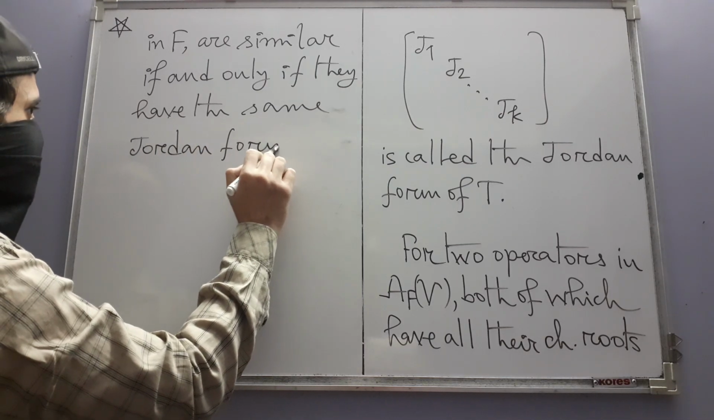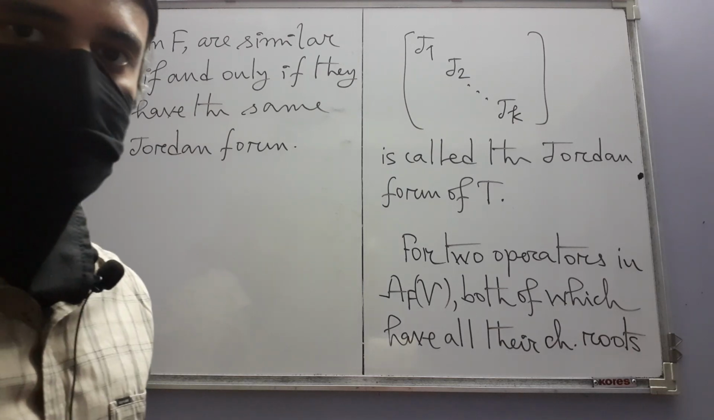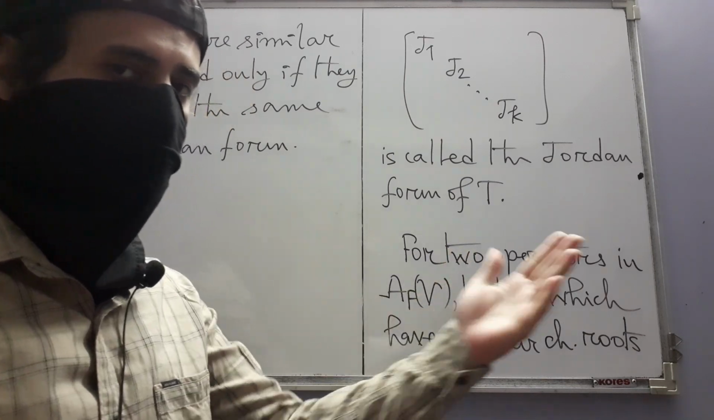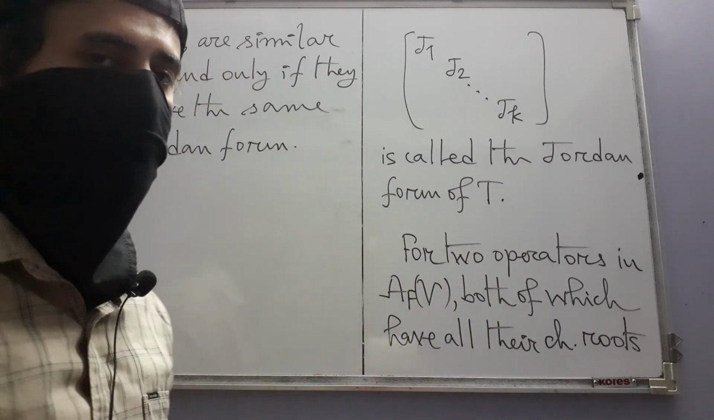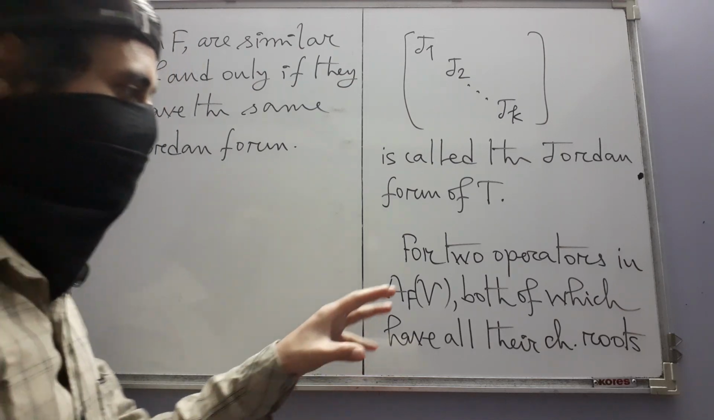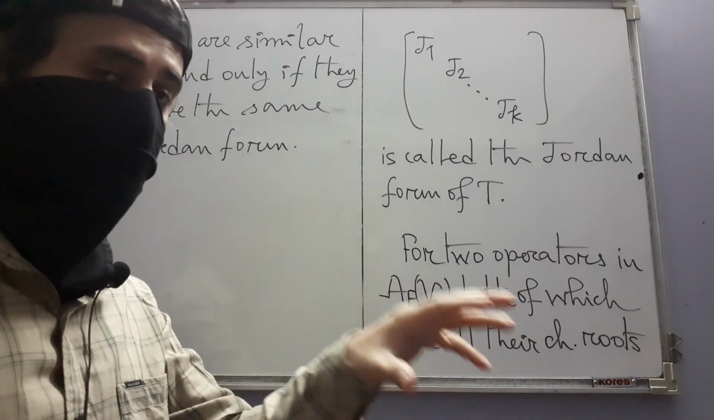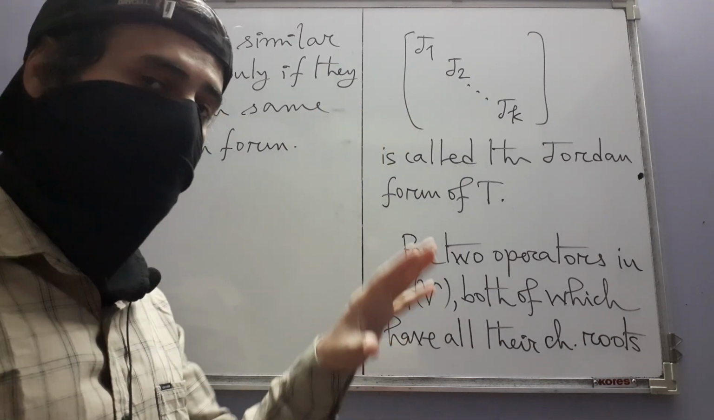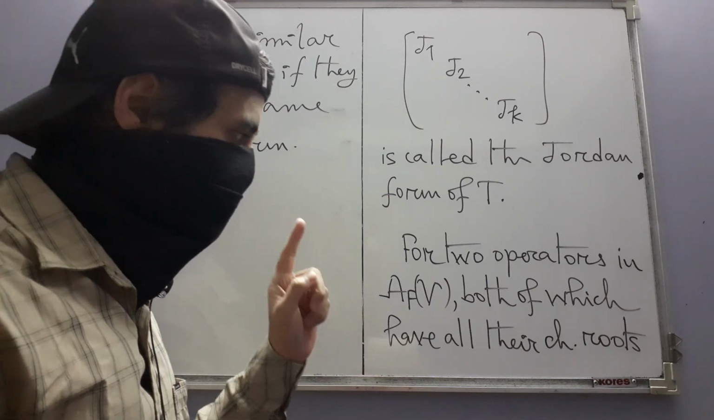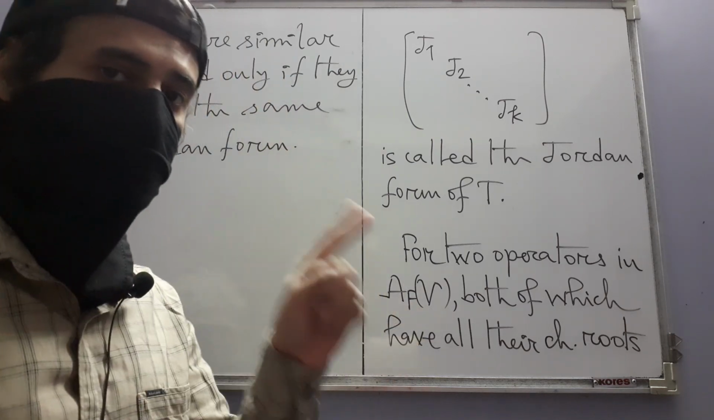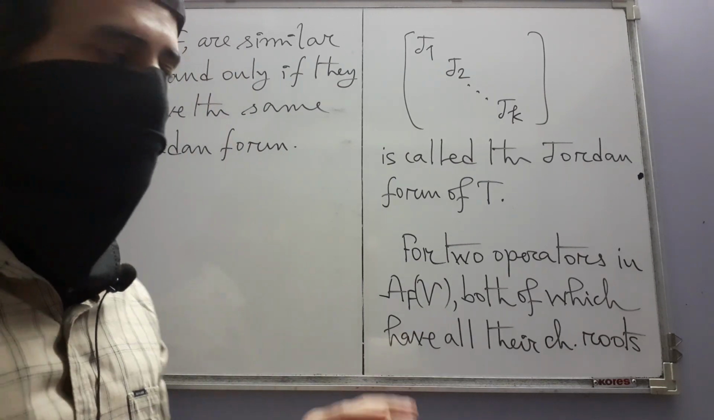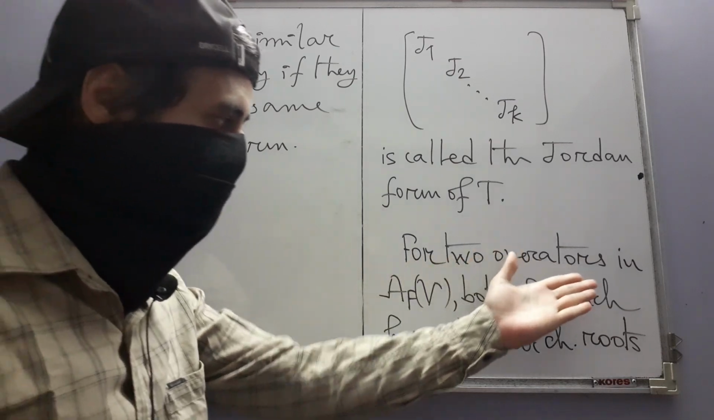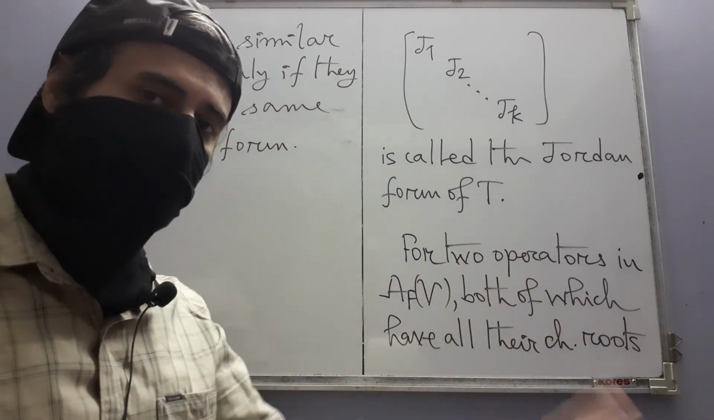So the Jordan form determines the similarity class of this type of operators uniquely. Which just means that if you have one Jordan form, a matrix of that form, then it will determine exactly one similarity class. From where, if you choose any operator, its Jordan form will be exactly that. Okay, so it kind of determines that similarity class. But of course, your operator should be such that all its characteristic roots should lie in F.